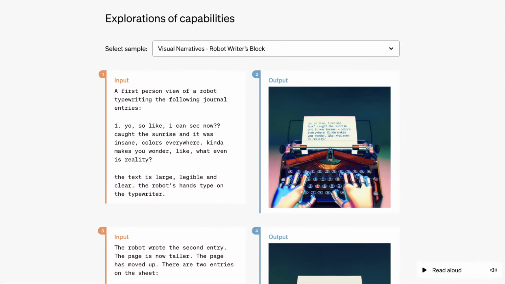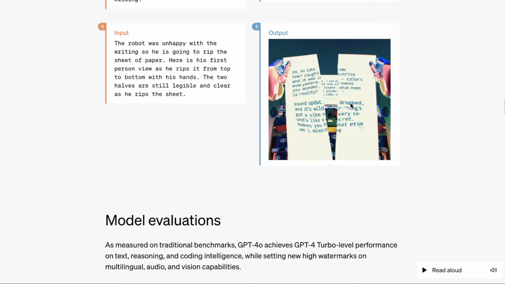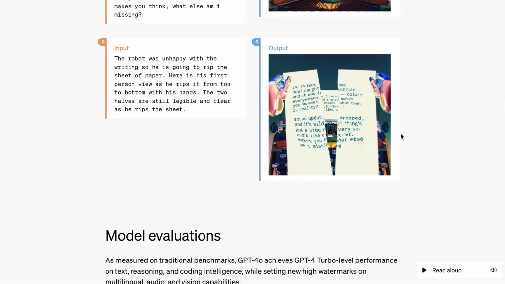You can see in their exploration of capabilities that they show off how precise the language on text ability is getting. For example, on the screen they share an input, a first-person view of a robot typewriting the following journal entries. The text is supposed to be, "yo, so like I can see now? Caught the sunrise and it was insane, colors everywhere. Kinda makes you wonder like what even is reality?" The prompt continues, the text is large, legible, and clear. The robot's hands type on the typewriter. The output is exactly that, with the text looking exactly like described. There's even a version where they rip the paper in half, with the text remaining.